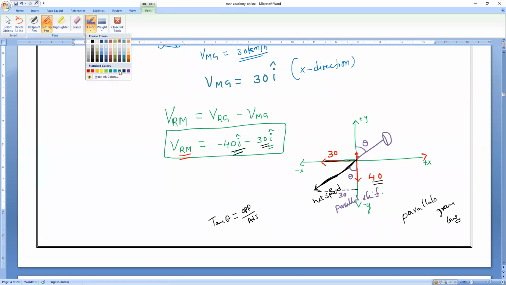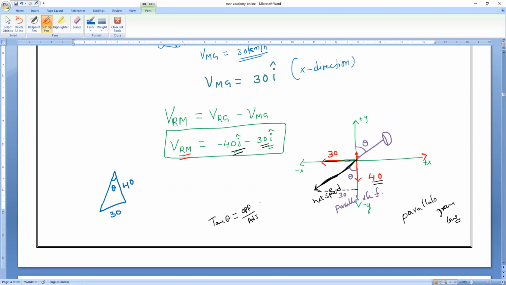Is it okay? Now what triangle will it form? Check it, everybody. It will form a right angle triangle. Yes, right. So this is the parallel shift. How much is it? 30. And this is 40. Now we have to find this theta. So tan theta is equal to how much? Tan theta is equal to 30 by 40.